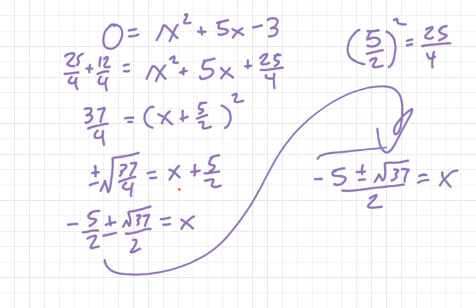And those are my two x values. Negative 5 plus the square root of 37 over 2, and negative 5 minus the square root of 37 over 2. I hope this helps.